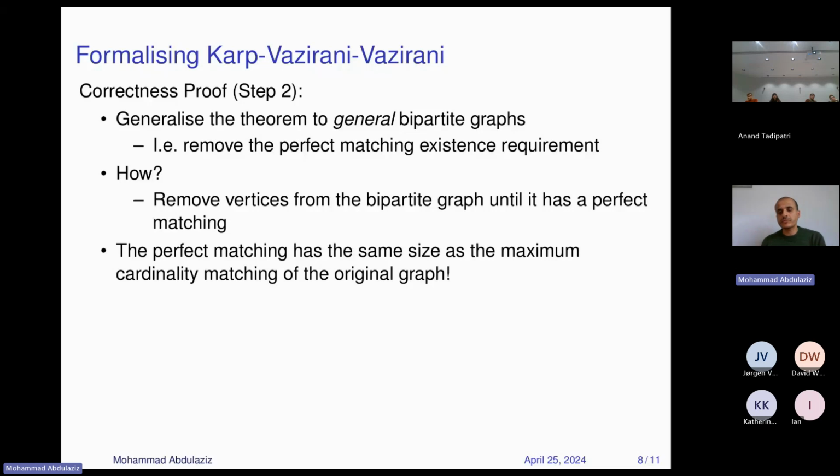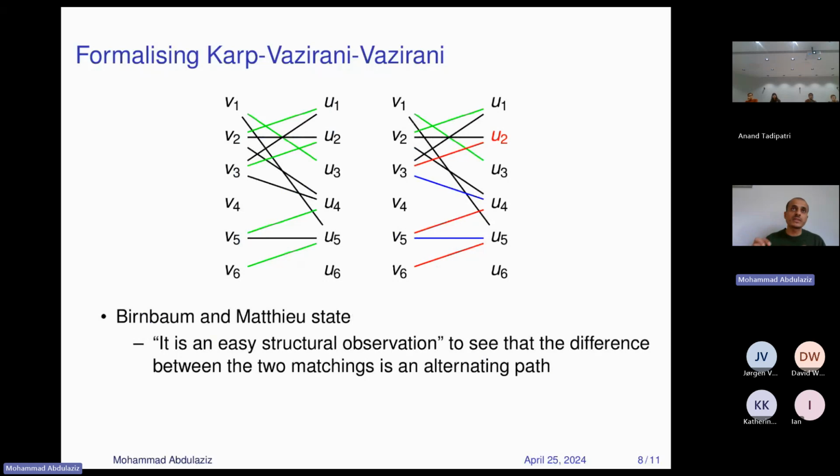How do we do that? The idea basically is that you're given a general graph, you remove vertices from that general graph until you reach a subgraph that has a perfect matching. And you do so in a way that guarantees that the perfect matching of the subgraph has the same size as the maximum probability matching of the original graph. It sounds a little convoluted, but you can actually do that. And the basic result on which this depends is the following.